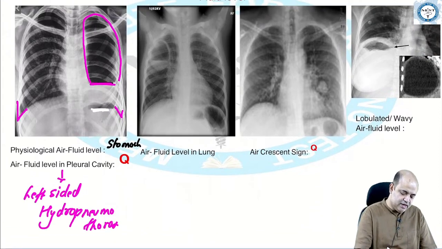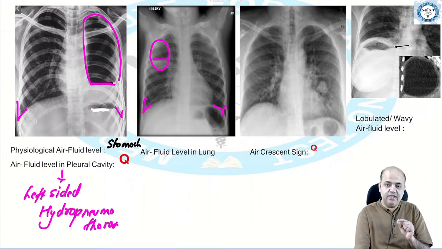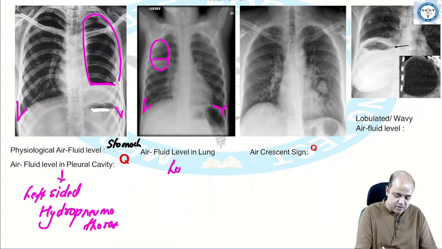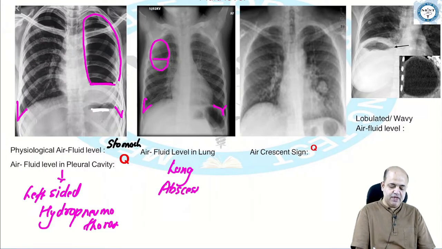Hydropneumothorax. Here the CP angles are normal. We see an air fluid level in the lung. Air fluid level in the lung is indicative of lung abscess.